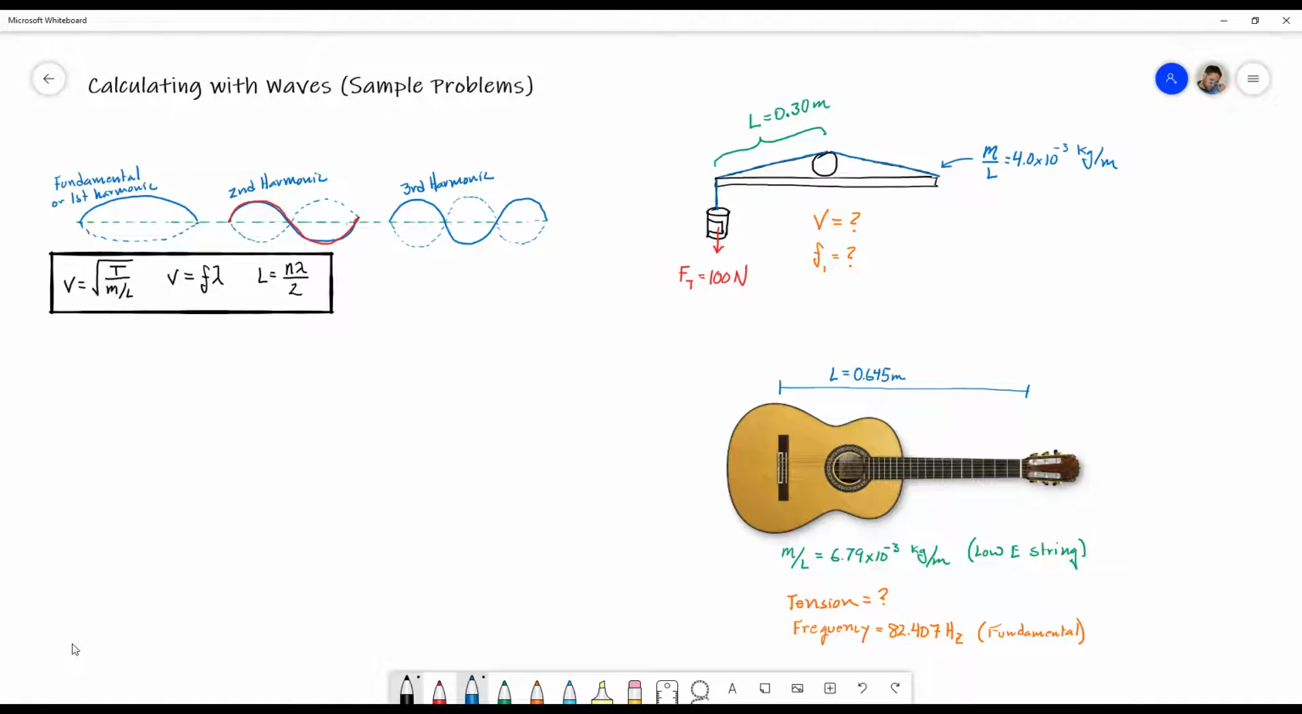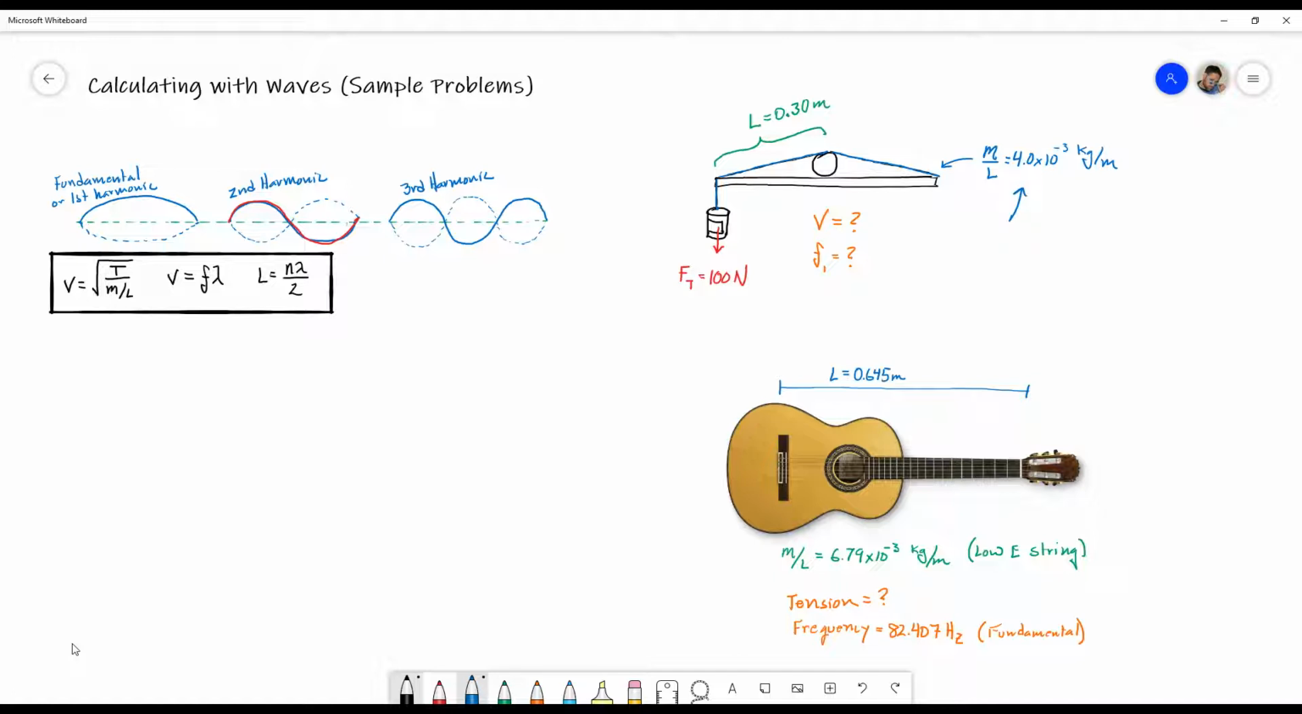I've added a few new pieces of information, right? The first piece of information here is that the length of the string from the cup to the edge of the table here is 30 centimeters or 0.3 meters. And that's the string that we're going to be plucking with our finger to get some information off of it.